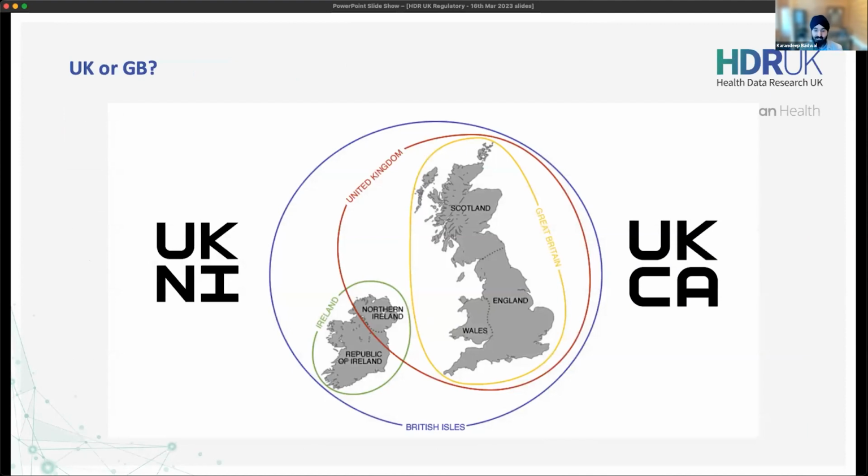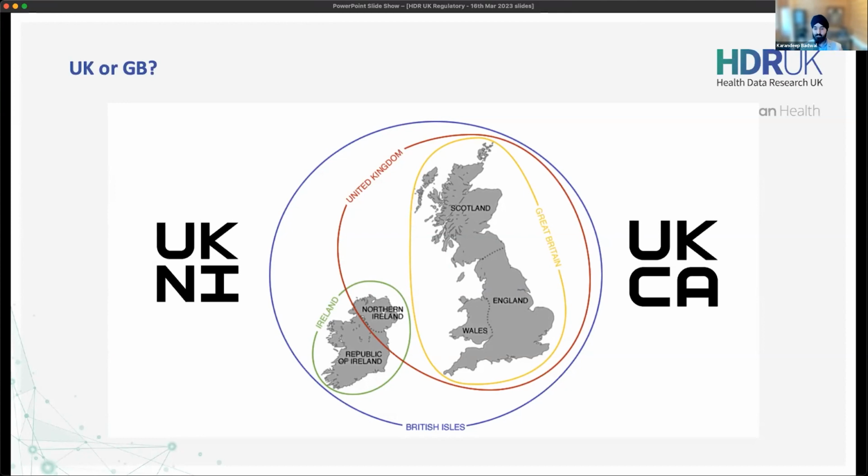So this is a very, very important one that you need to understand. We have Great Britain, we have the United Kingdom, and then, of course, the British Isles, and then we have Ireland. UKCA is applied to England, Wales, and Scotland, Great Britain, GB. Very important that you understand that.